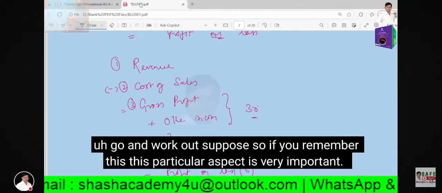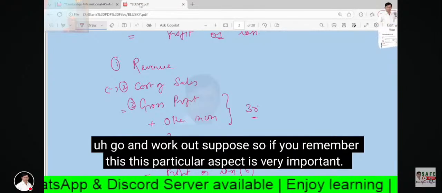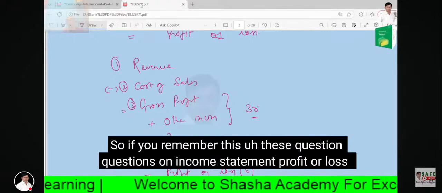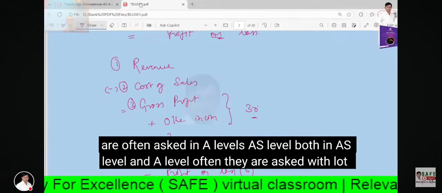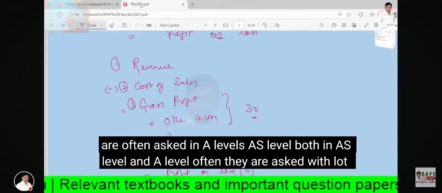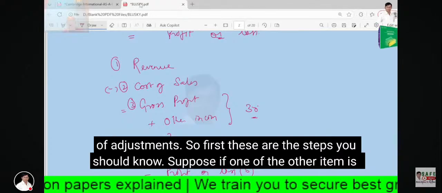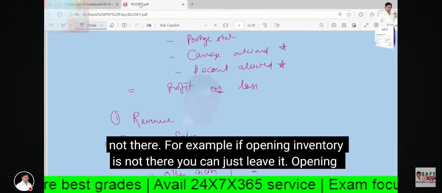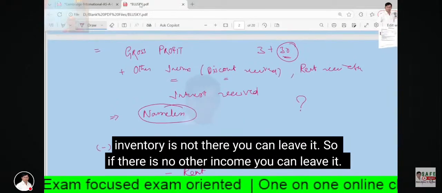Now let us go and work out. If you remember this, this particular aspect is very important. Questions on income statement, profit or loss, are often asked in both AS level and A level, often with adjustments. These are the steps you should know. If one of the items is not there, for example opening inventory, you can just leave it.